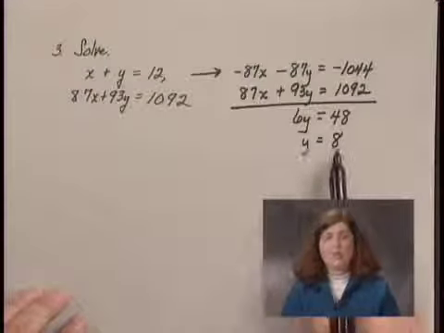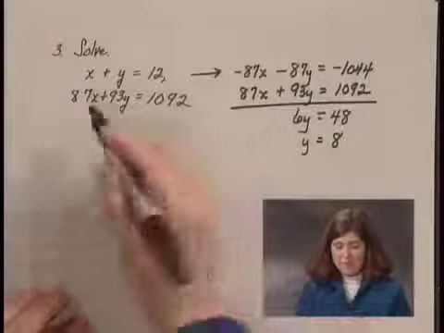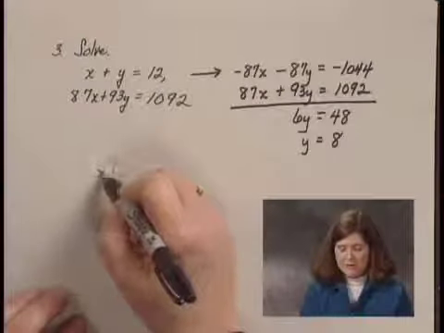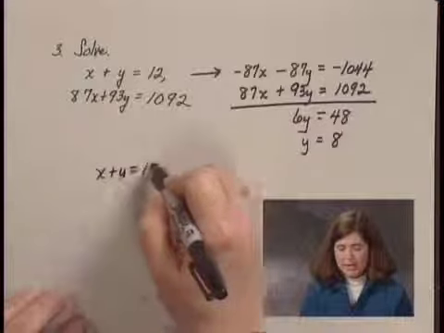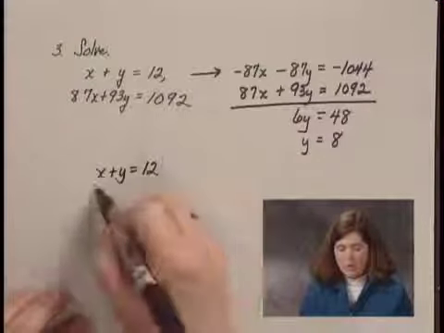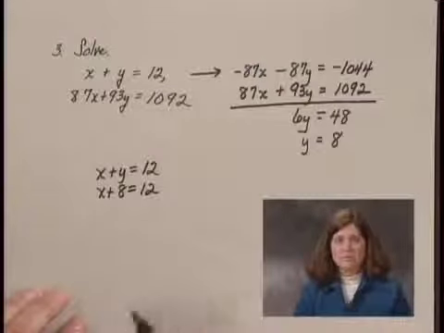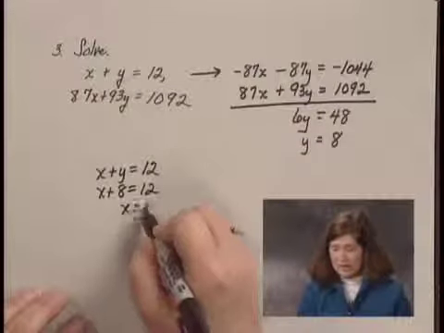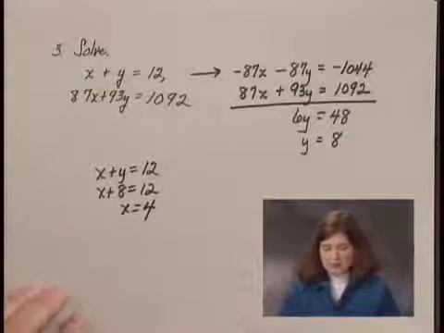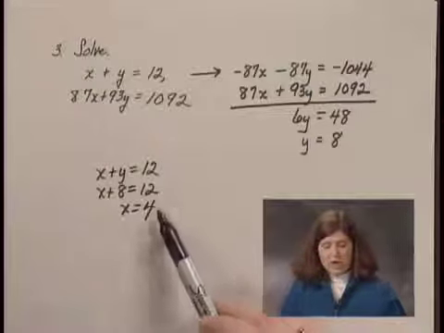Now, if y is 8, what does x have to be? Well, from my first equation, I can see that x plus y is 12. So if y is 8, x plus 8 is 12. Subtracting 8 from both sides, I see that x has to be 4. So I have a possible solution of x is 4 and y is 8.